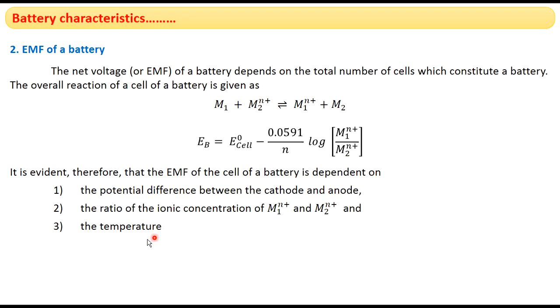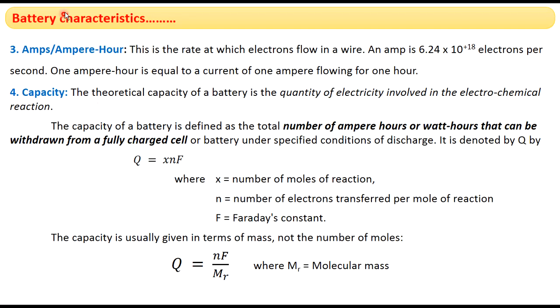Then the third factor is temperature. As the temperature is high, EMF of the battery will be low. So this is another characteristic. EMF of a battery is another characteristic which is considered while choosing a battery for an application. And next characteristic is ampere or ampere hour.